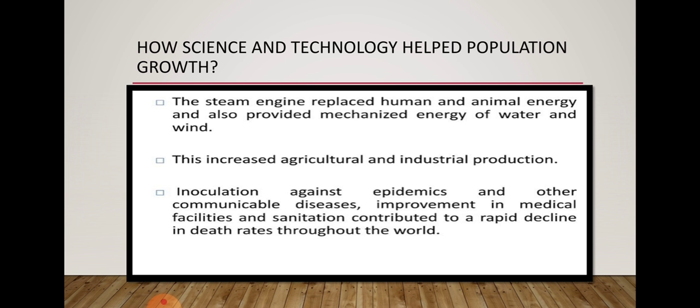Different medicines against epidemics and other communicable diseases improved the medical facilities. Even sanitation contributed to a rapid decline in the death rate. In the earlier days, most people used to die from communicable diseases and different epidemics, and these declined rapidly because of the improvement of science and technology. So we can say that due to this improvement, the population has increased year by year.